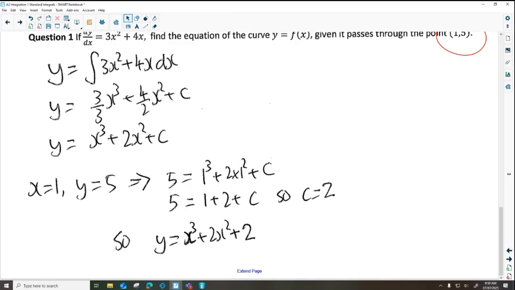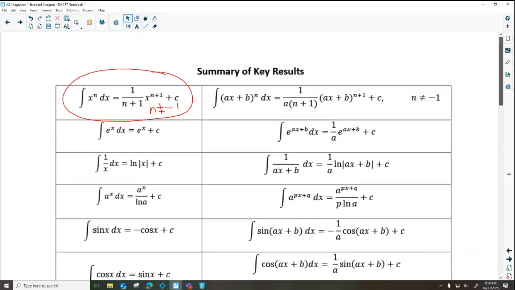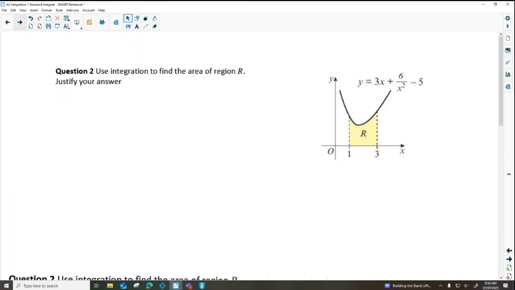Okay, that's the first use of integration. The second use of integration is that it can be used to find the area bounded by a curve and the x-axis between two values on the x-axis. So here's question 2. Use integration to find the area of region R. Region R is the area bounded by the curve y is 3x plus 6 over x squared minus 5, and it goes from x is 1 to x is 3. Again, can I ask you to pause the video, see if you can remember how to do it, then I'll go through the answer in just a second.